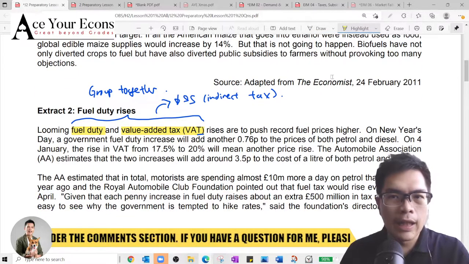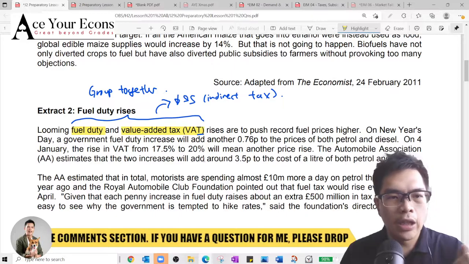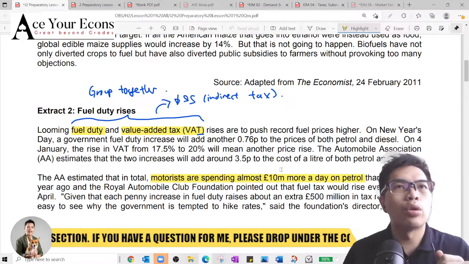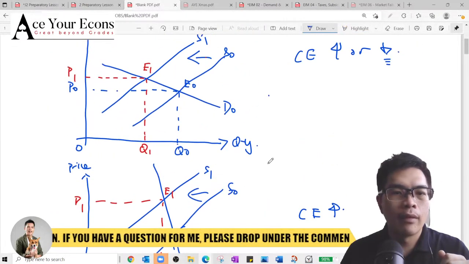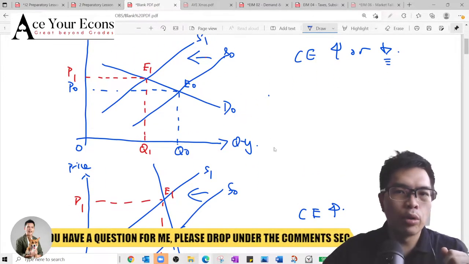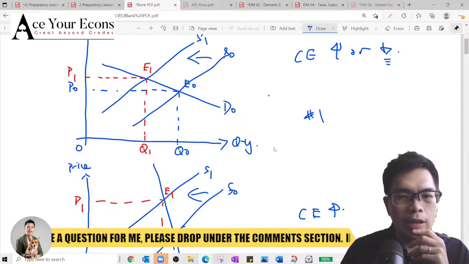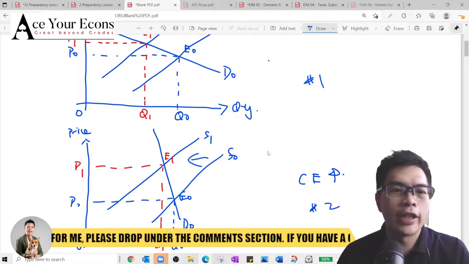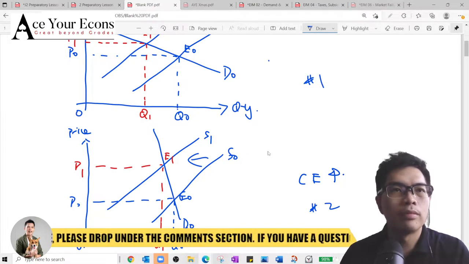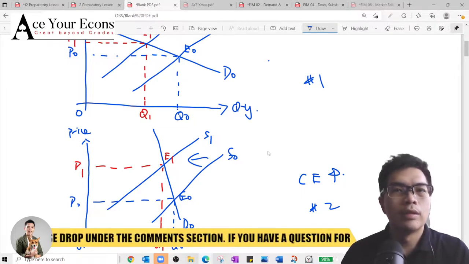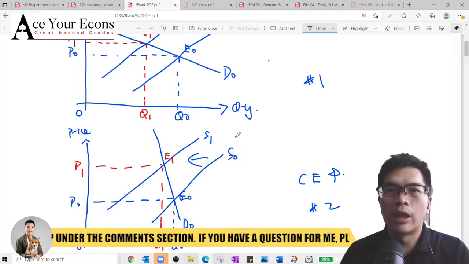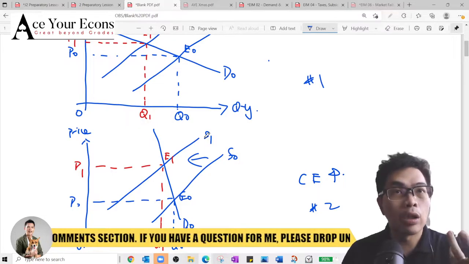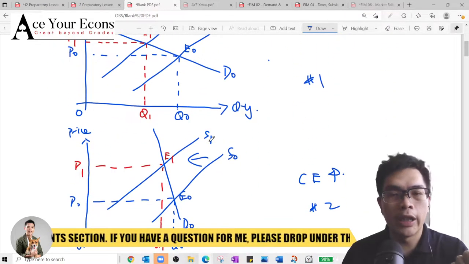All right, so you can see here, as a result of your VAT or your fuel duty, motorists are spending more on petrol. So what does it tell you when motorists are spending more? Which one is going to be the correct scenario when motorists are spending more? Is it scenario one or scenario two? The extract already suggests that motorists are spending more. So it's going to be scenario two. The question already necessitated that spending goes up, so PED has to be sufficiently inelastic.